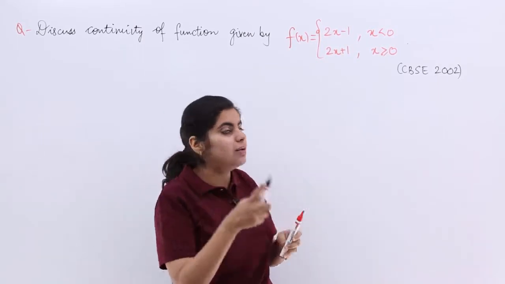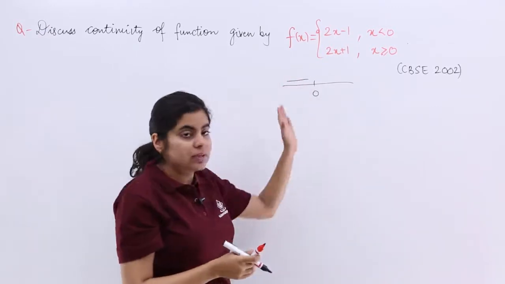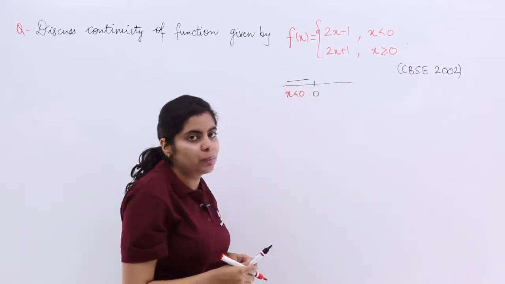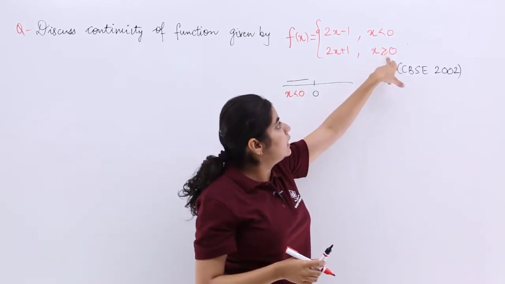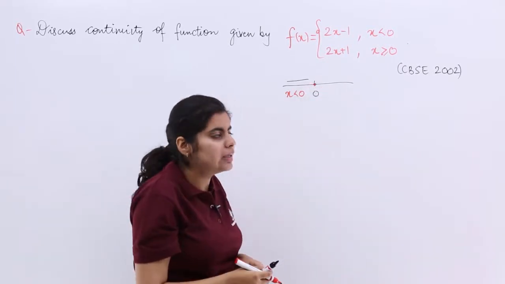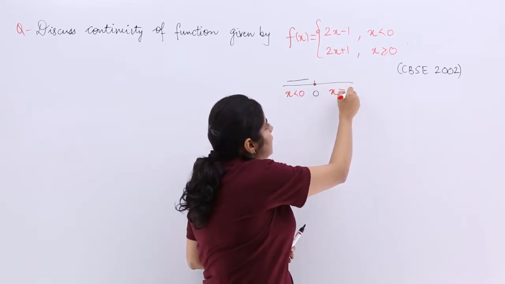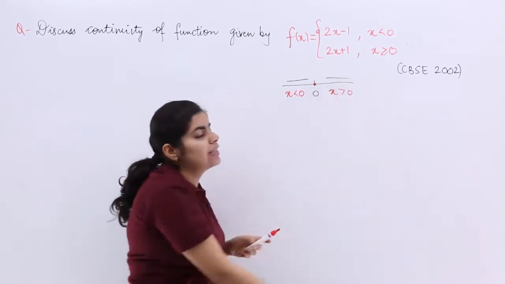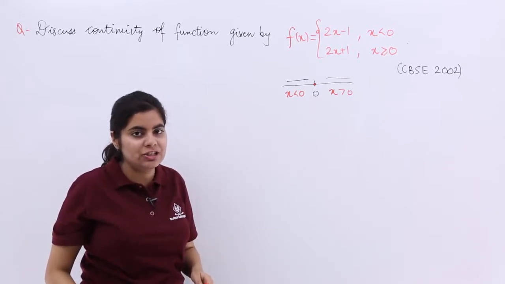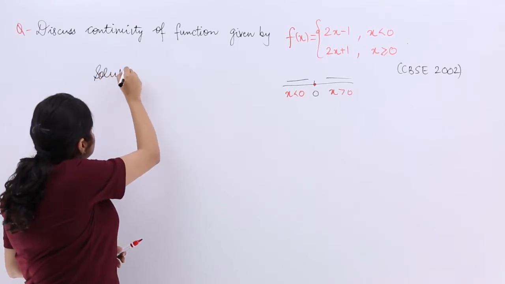The first category being x less than 0, to the left hand side of 0. The second category being x equal to 0. The third category being x greater than 0, to the right hand side of 0. Now we have to check and discuss the continuity. Let's write the heading as solution and let's start with the solution.